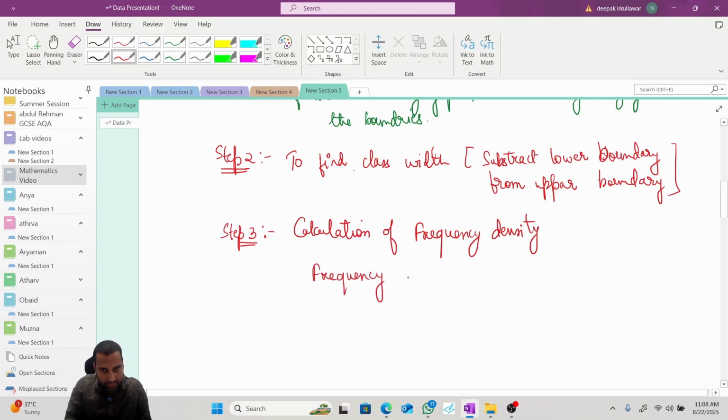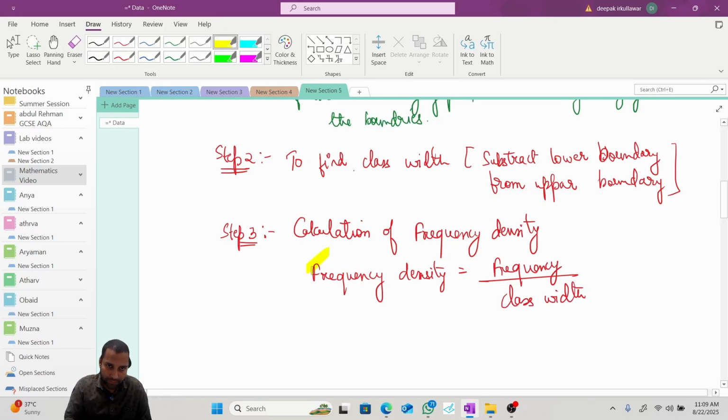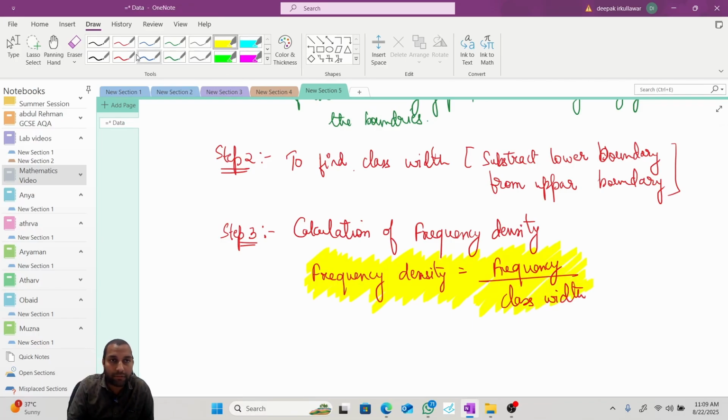Frequency density is equal to frequency by class width. So, this formula is important. Okay. Note it down somewhere. This formula you will use to plot the graph, or even if you have been given a graph and you need to get some data out of that graph, in that way also this formula is really helpful.